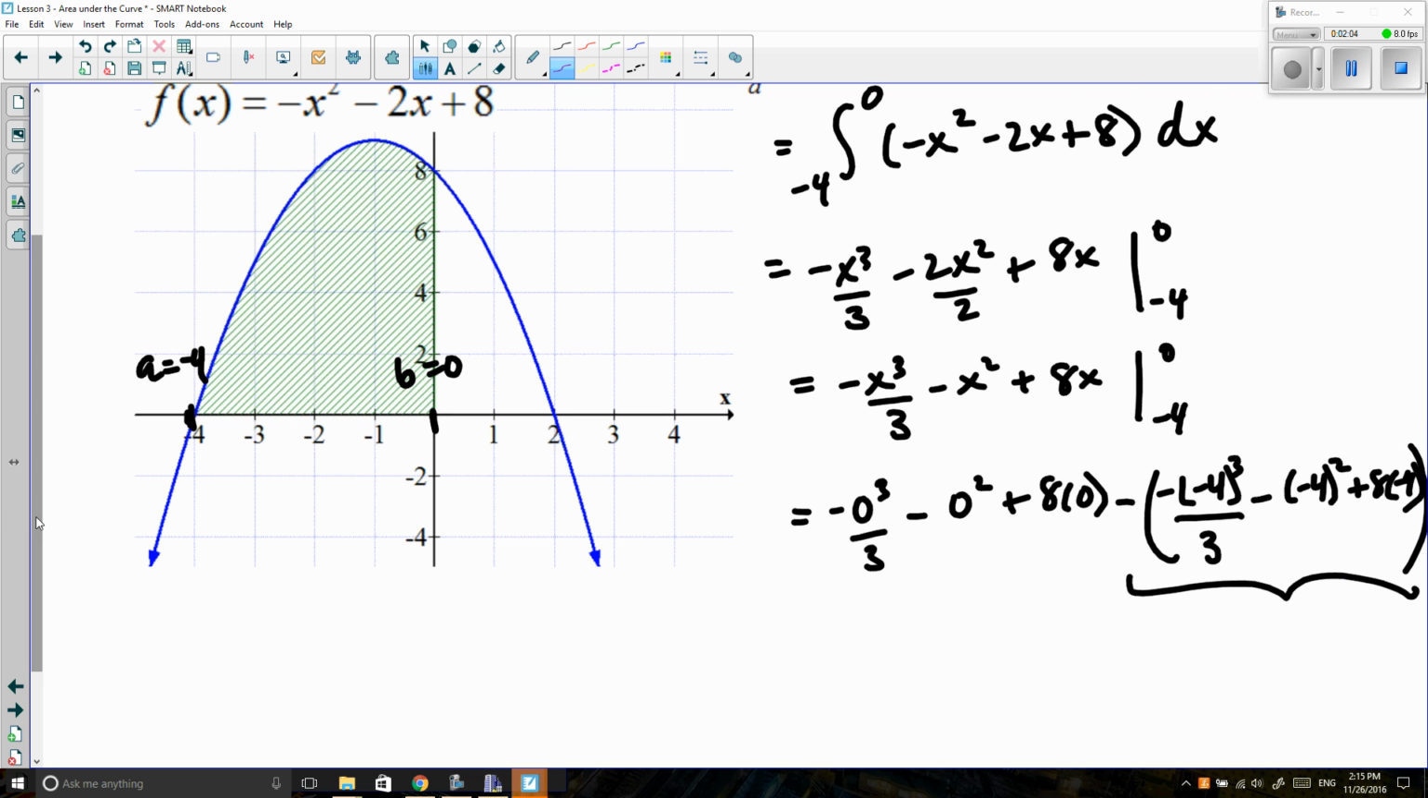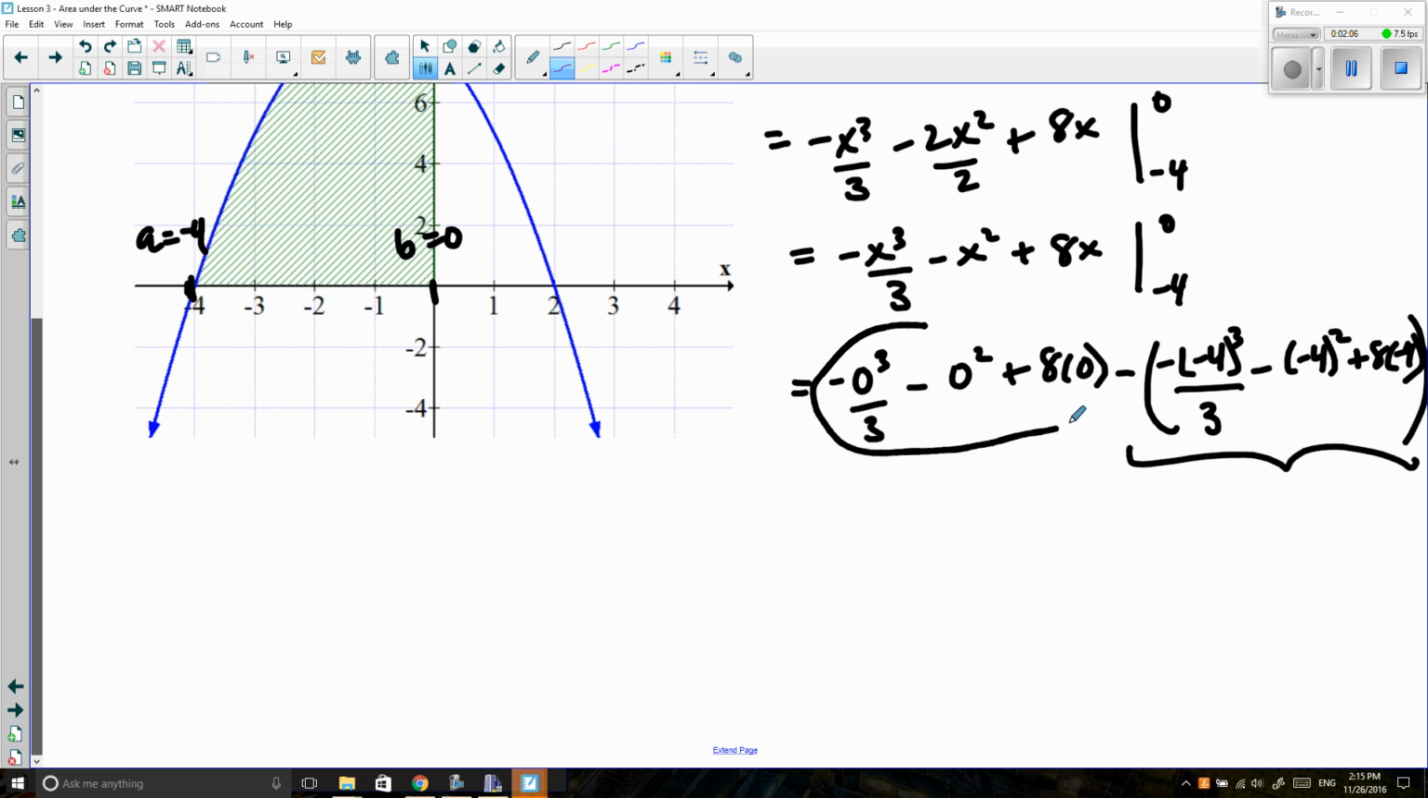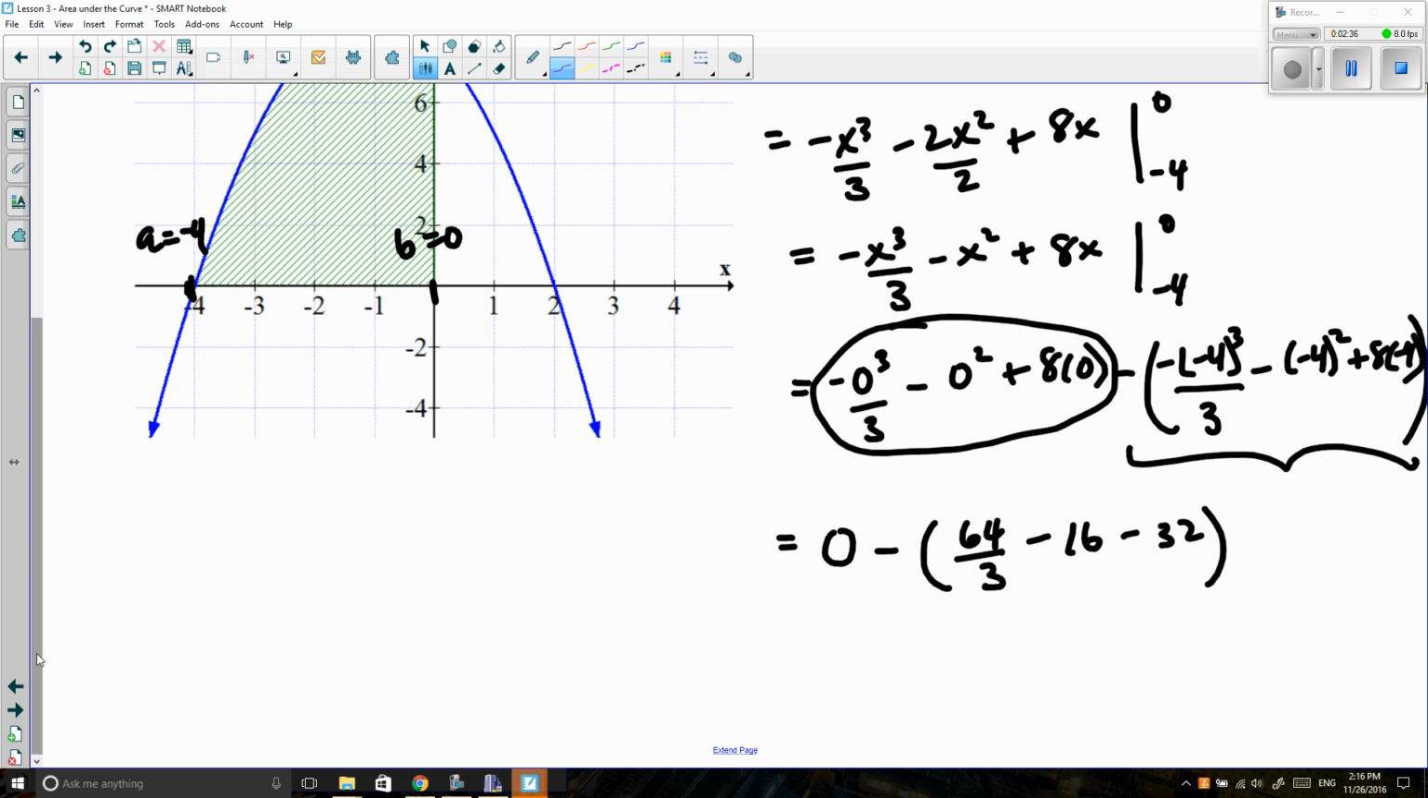So first of all, my first set of expressions here is going to end up being 0. So I get 0 minus, in the bracket, when we evaluate this, you want to be really careful. So -4³ is going to give us -64. -64 times -1 will give us 64. So that ends up being a positive term in the end. And the -4² gives us 16, and then we have a minus in the front, so we get -16. And then 8 times -4 is going to give us -32. It sometimes helps to try not to put that all in your calculator.